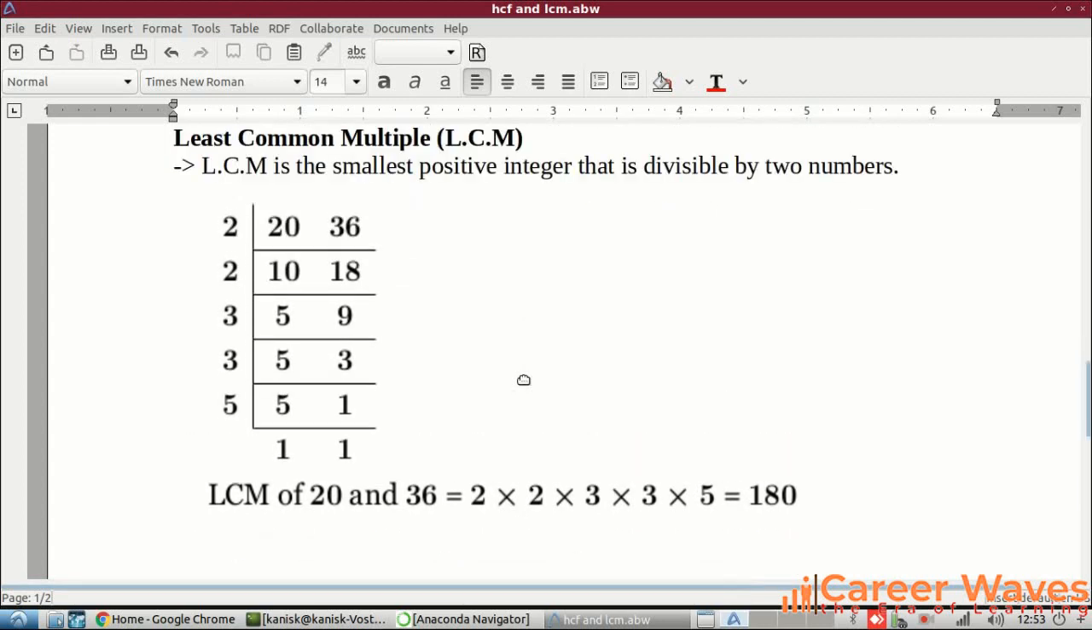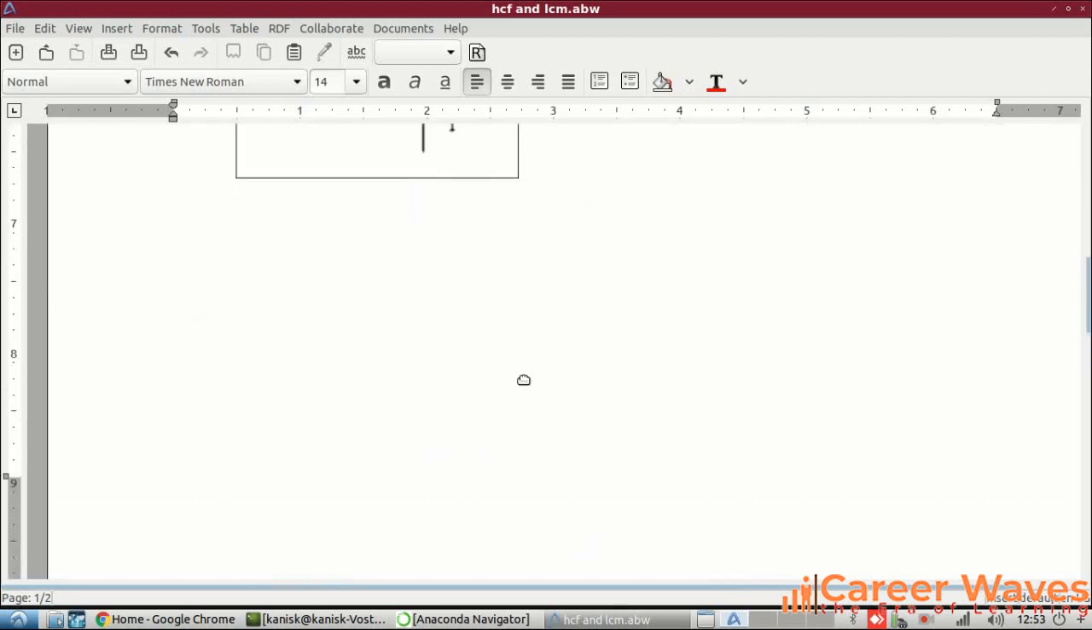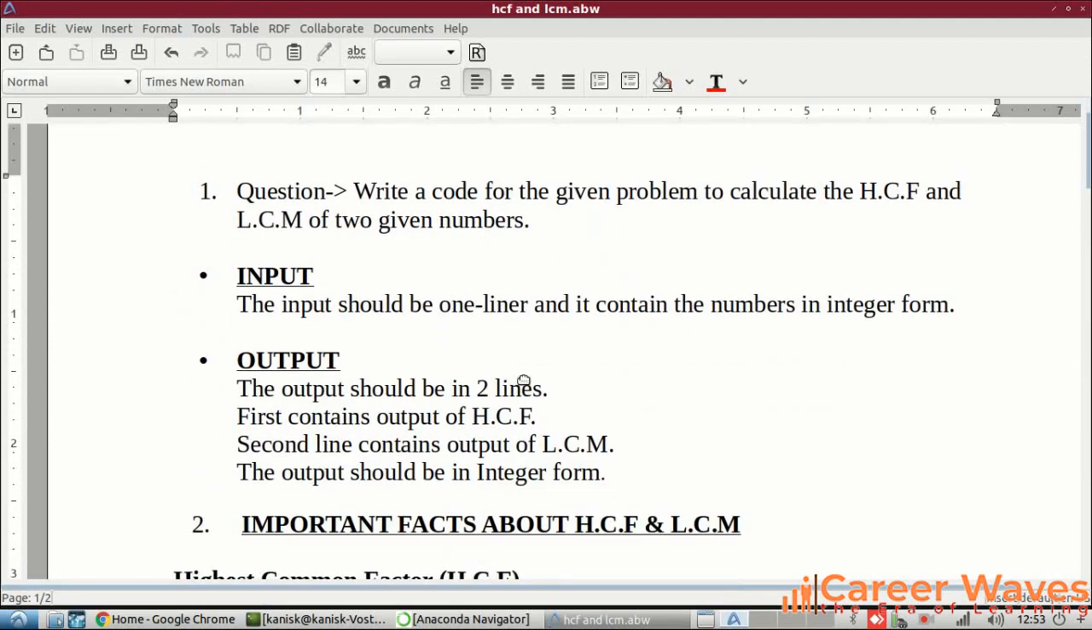But now here comes the more important thing. Let's move to the question first. Yeah, we have to calculate the HCF and LCM of two given numbers. So here we have to write two different functions in Python for this, that is for HCF and LCM. But if somebody knows a golden formula to calculate LCM from HCF or vice versa, he can save his golden time.